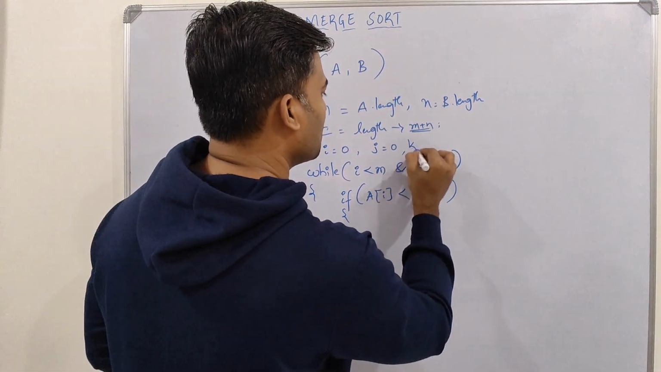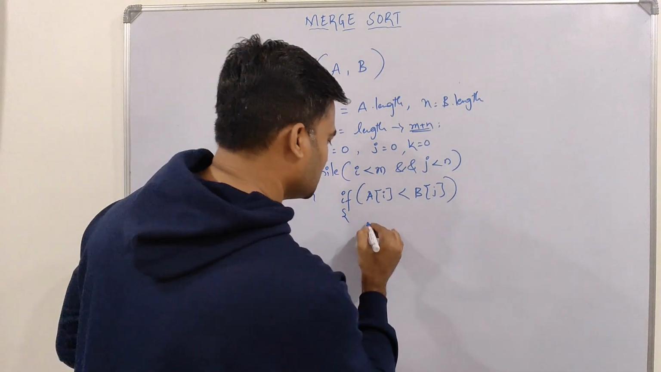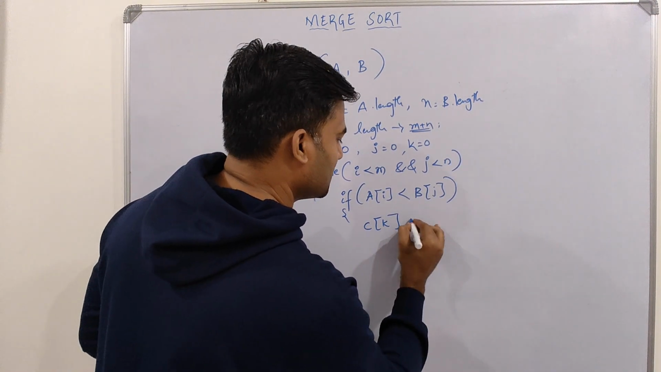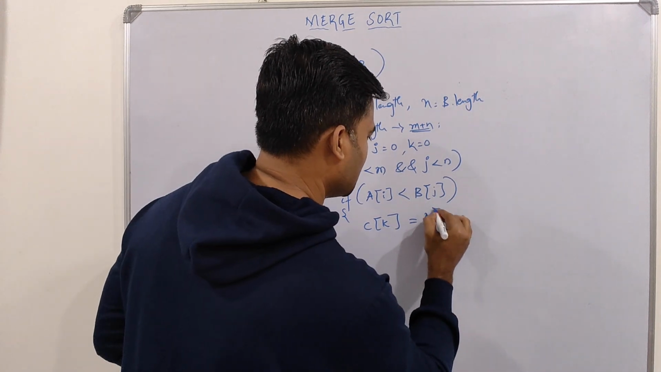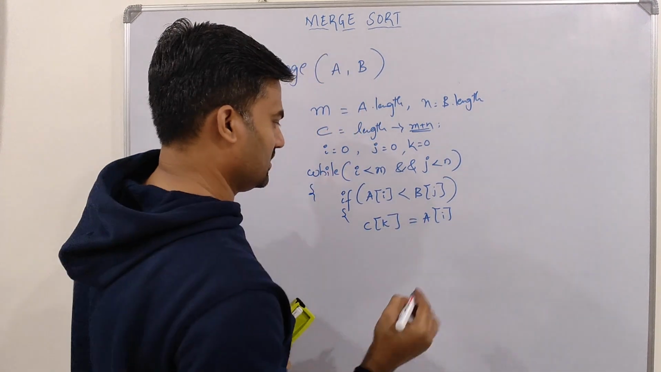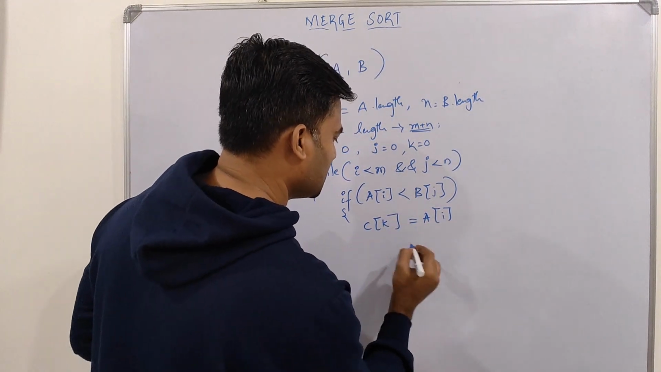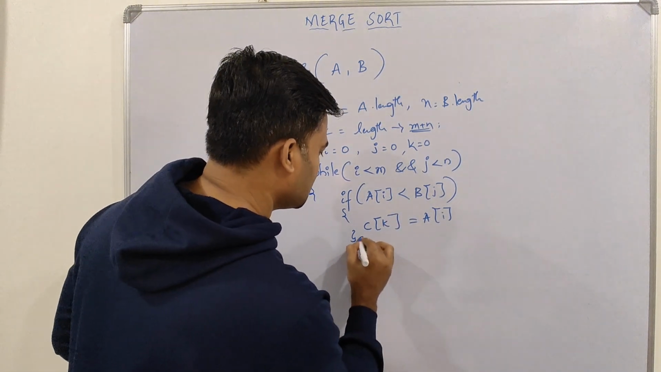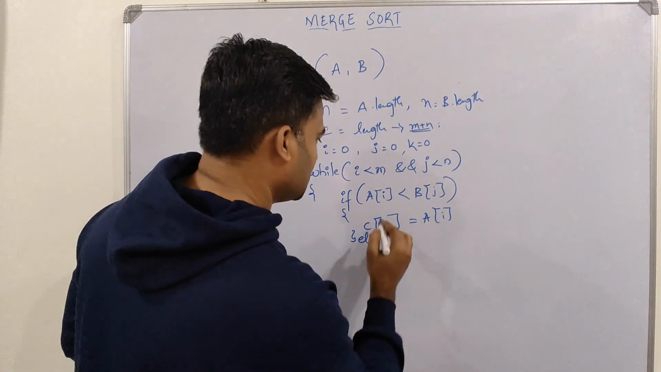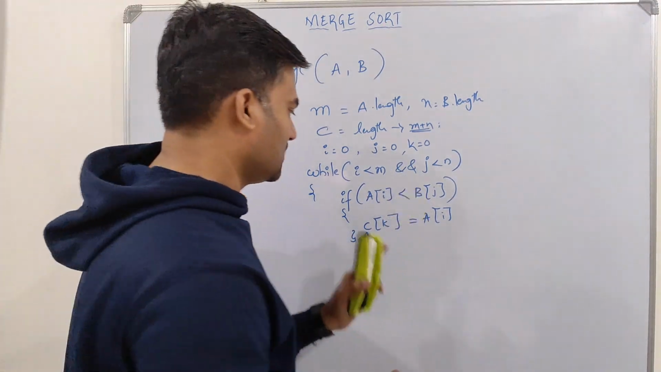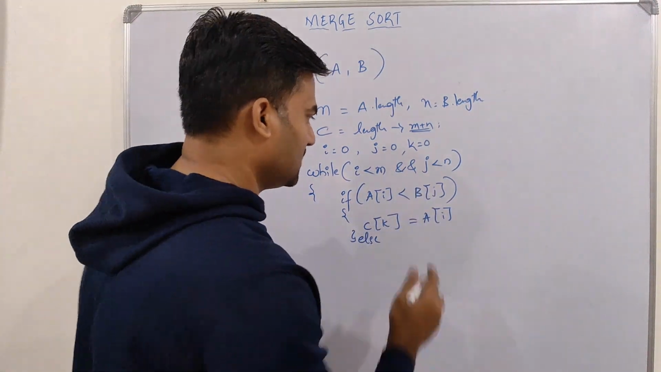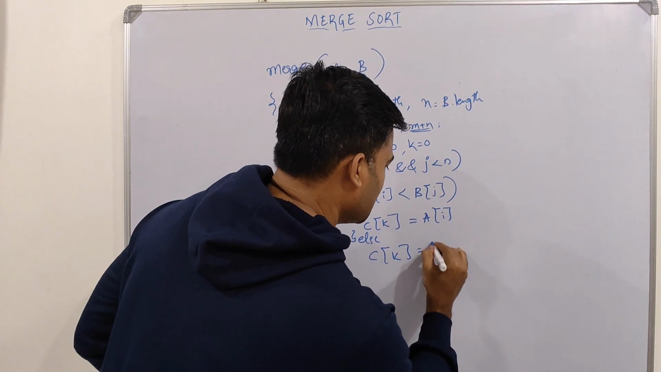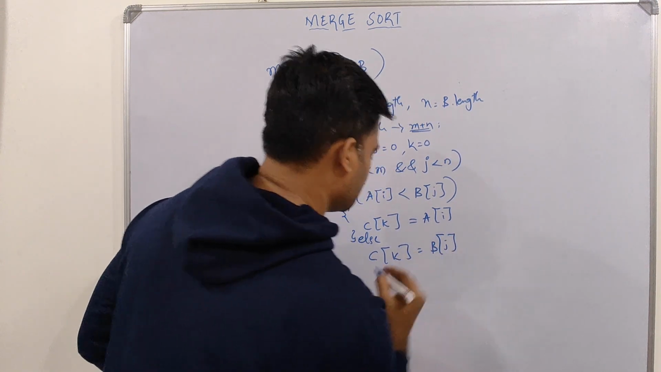So maybe I will take one more, k equal to 0. So what I will do, c of k is equivalent to a of i. Then increment, we will see that later, because there is another condition which is the else part. Else I should take c of k as b of j. So c of k is equal to b of j.